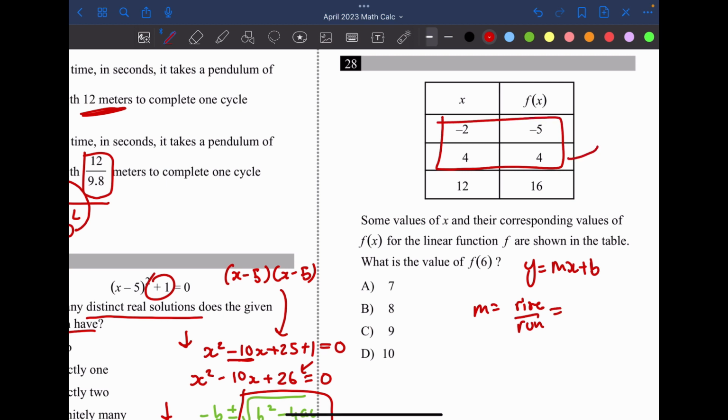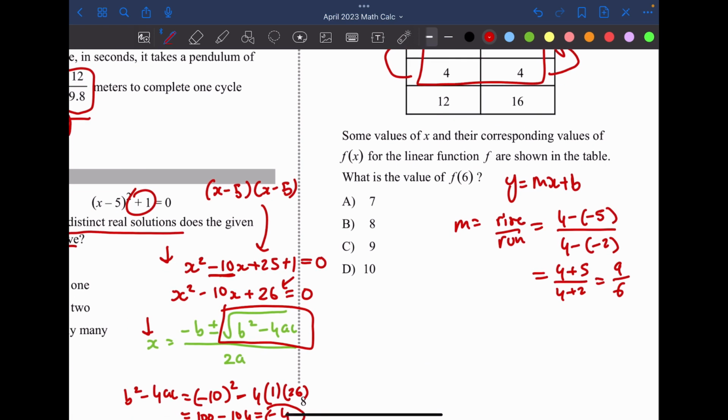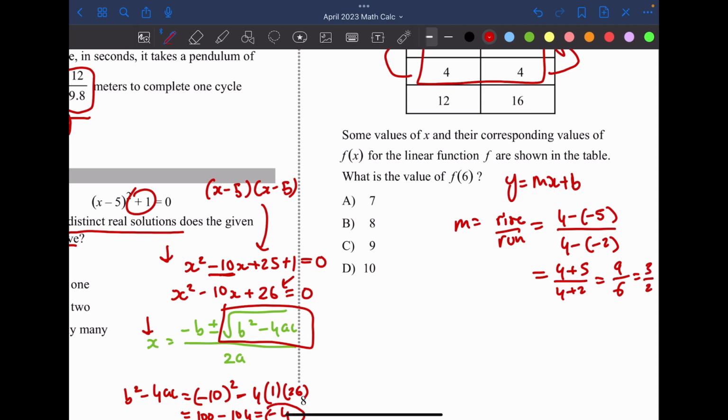Rise would be 4 minus negative 5, and for the run, it would be 4 minus negative 2. This would be 4 plus 5 over 4 plus 2, which is the exact same as 9 over 6, which is also the exact same as 3 over 2 if you simplify the fraction. So far we know that m is equal to 3 over 2. Let's find b now.